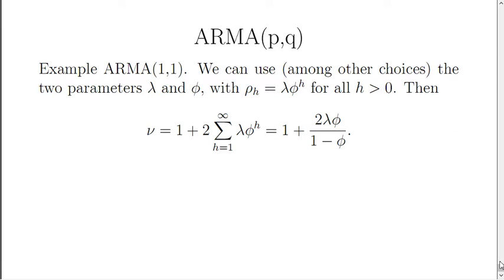As another example, consider an ARMA(1,1) process. Among other choices, we can use the two parameters lambda and phi, where the autocorrelations at lag h have this form. Then, once again, we can compute our inflation factor by the simple formula, and we can even work this out algebraically to make it this very simple form, so we don't have to do an infinite sum.